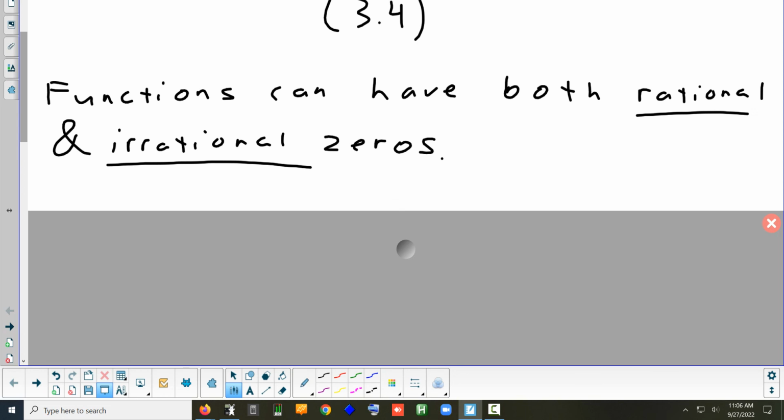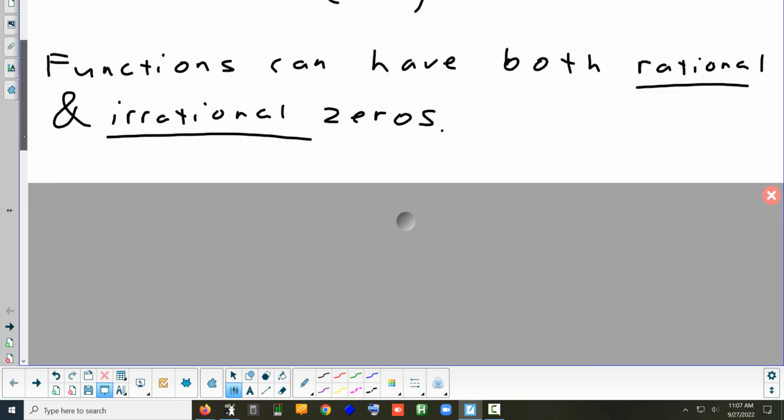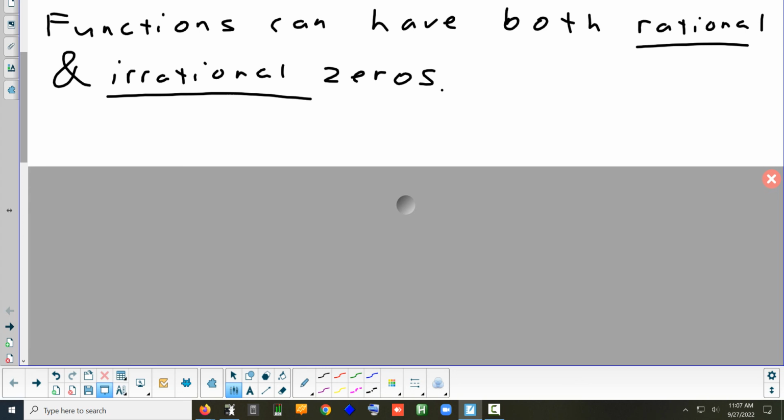So graphs can cross the x-axis at places that are fractions and places that are not. If it's a fraction, we call it rational. If it's not a fraction, it's irrational. I think we had an answer in the homework last night that said it was like the square root of 2.5. That's irrational. You cannot write the square root of 2.5 as a fraction.